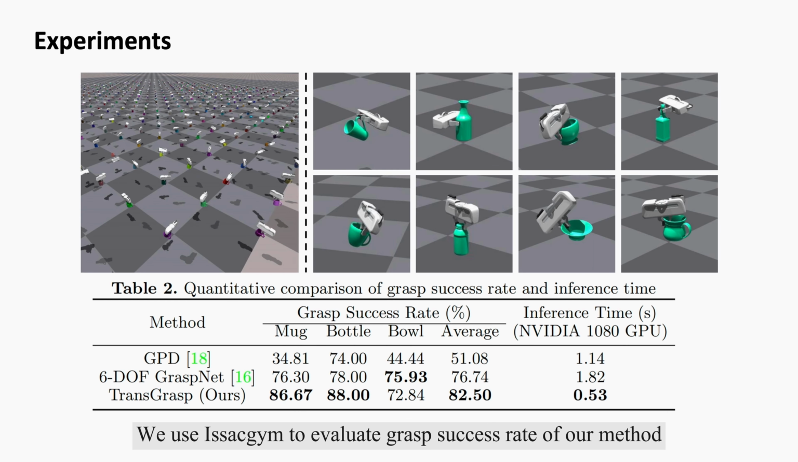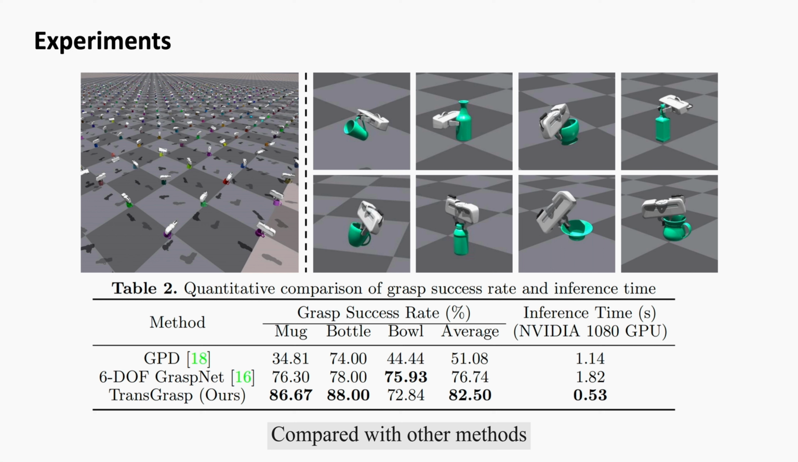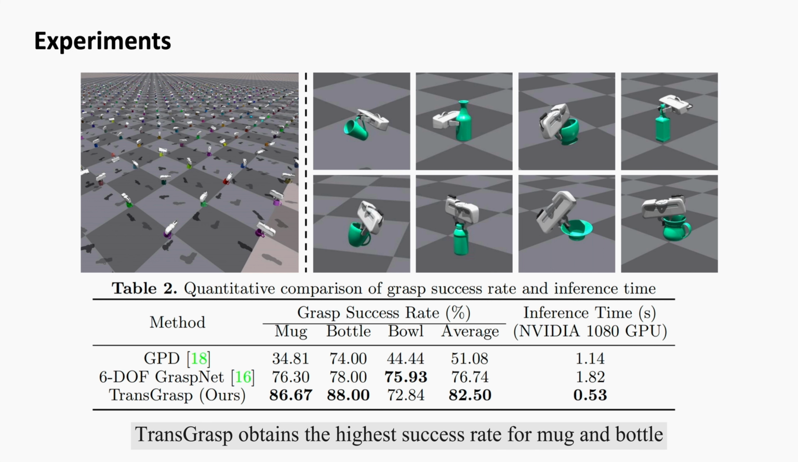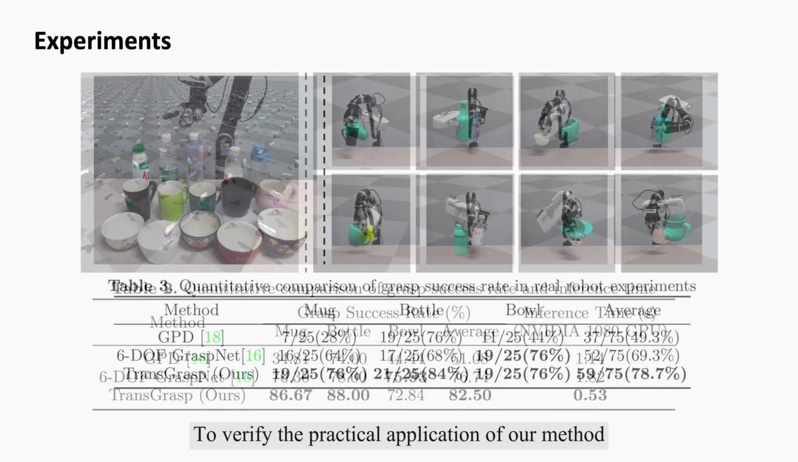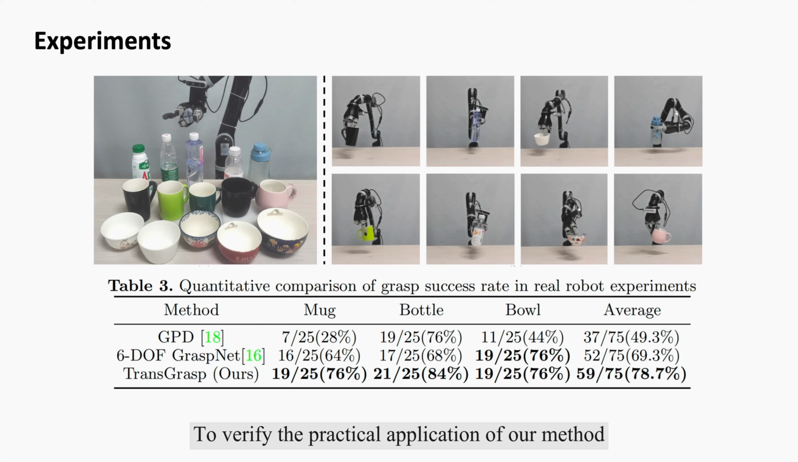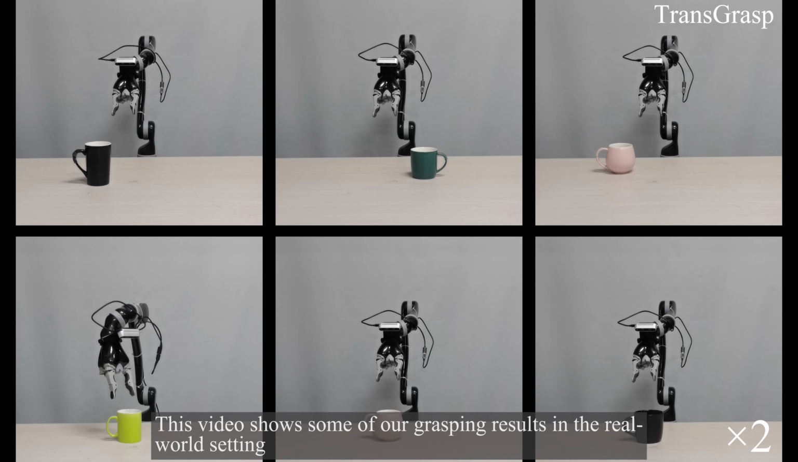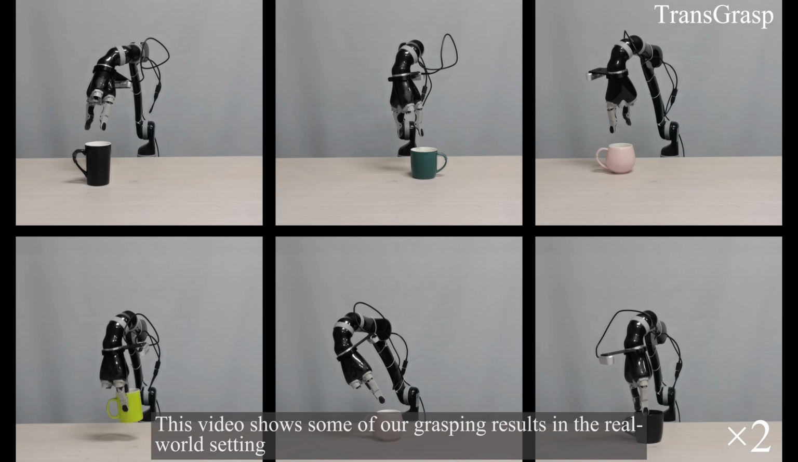We use ECCV to evaluate the grasp success rate of our method. Compared with other methods, TransGrasp obtains the highest success rate for mug and bottle, and achieves comparable performance with 6DOF GraspNet for bowl. To verify the practical application of our method, we further conduct grasping experiments on a real robot. This video shows some of our grasping results in the real-world setting.